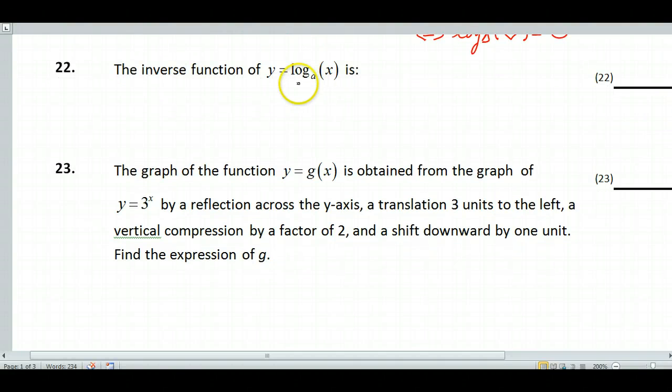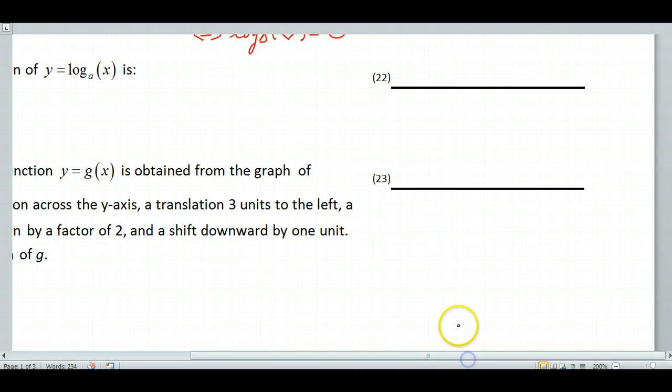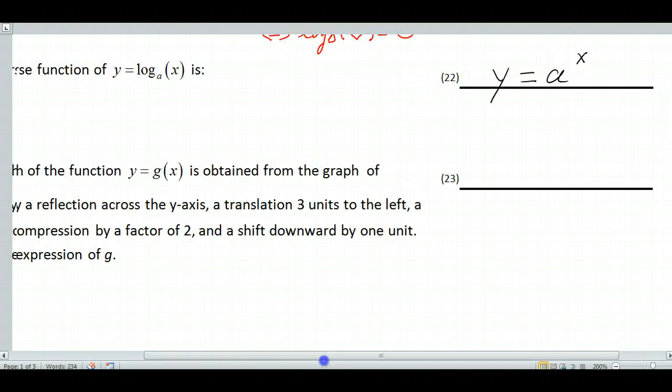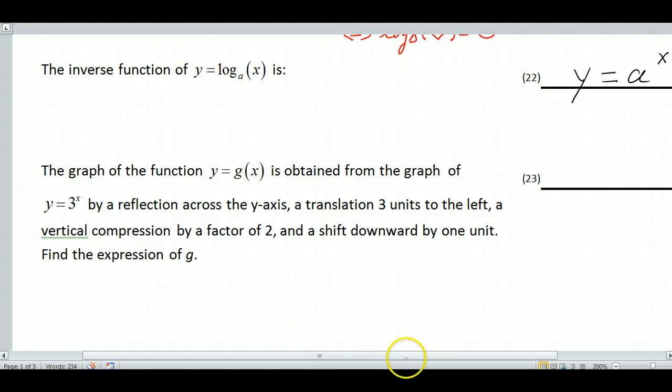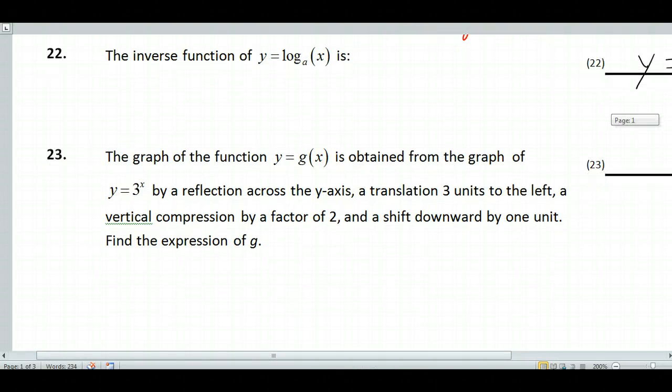The inverse function of y equals log base a of x. Well, there's no work to do right here. That's easy. Either you know it or you don't, and I hope you do know it because it's one of the most important things we've learned about logs. A log is the inverse of an exponential of the same base as the log. Okay, that's a definition of a log. I mean, for us, not the most general definition, but for us it is.